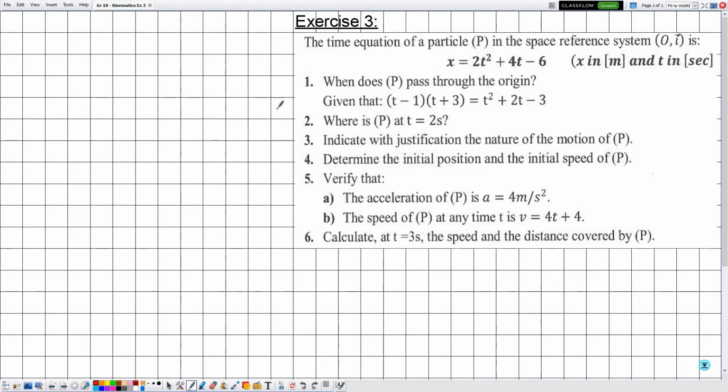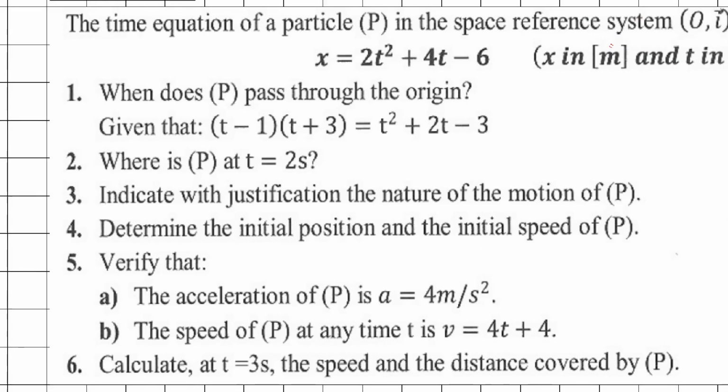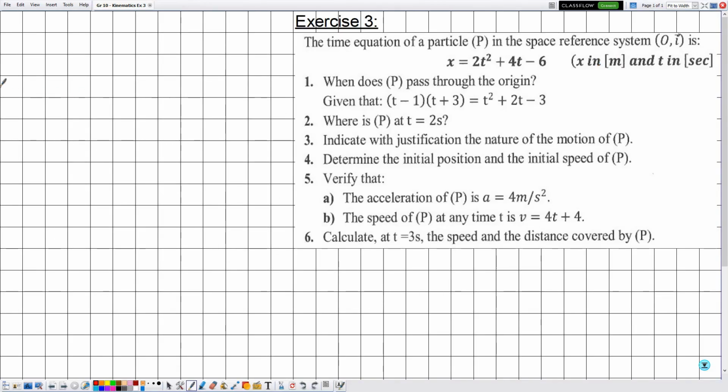In this one we are going to solve an exercise related to mechanics in the chapter of kinematics for grade 10 students. Exercise number 3. The time equation of a particle P in the space reference system O i is x is equal to 2t square plus 4t minus 6. Number 1.